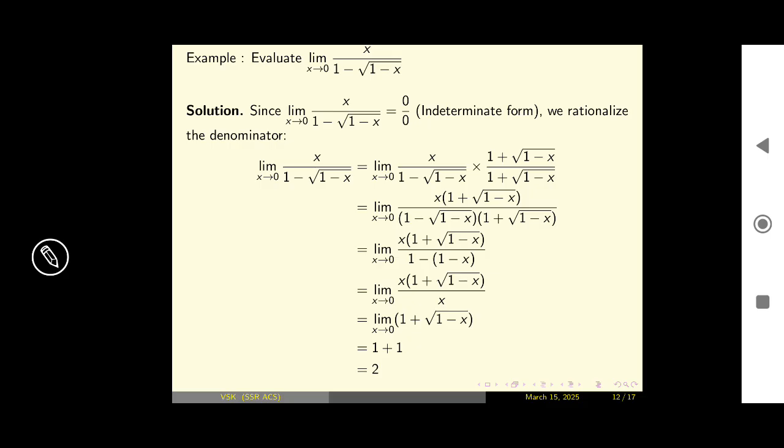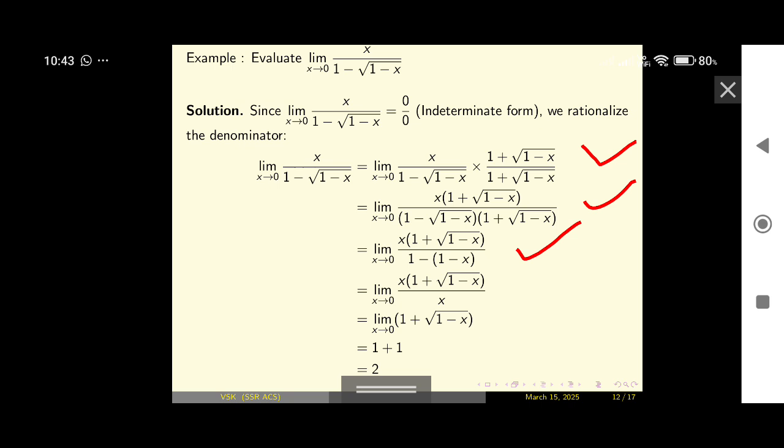This is also the same type, you can multiply by 1 plus under root 1 minus x upon 1 plus under root 1 minus x. Just simplify this, x and x get cancelled, you will be left with the answer 2.